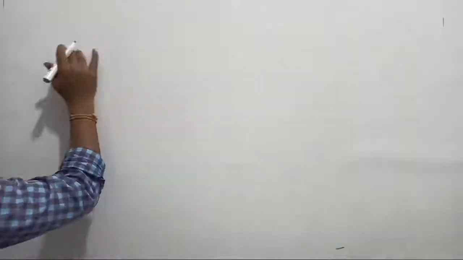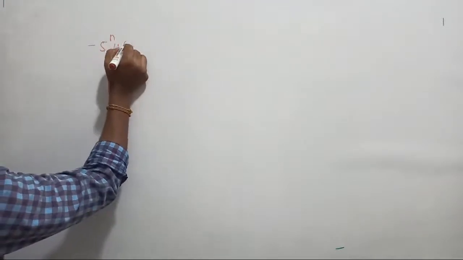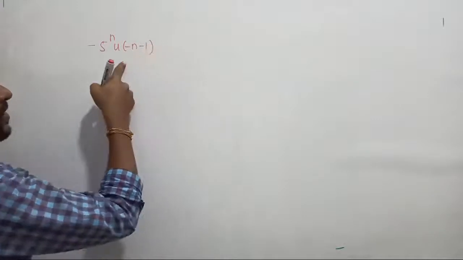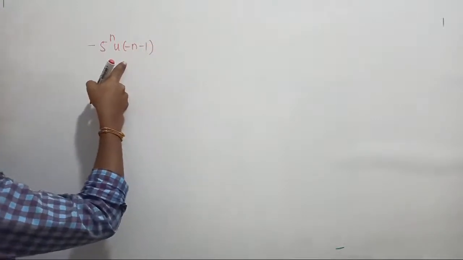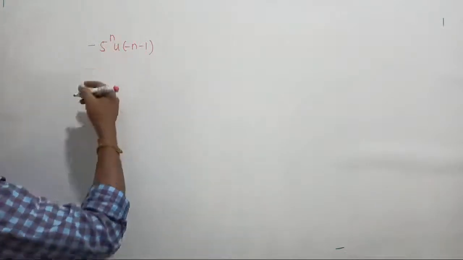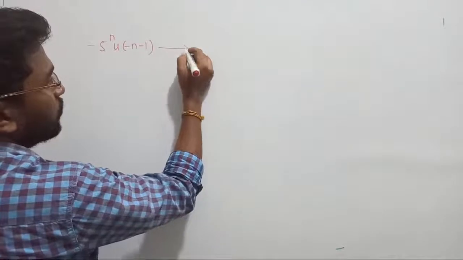Some of you might write the answer because the question is very easy. Minus 5 power n into u of minus n minus 1. First tell me, is it an anti-causal signal or not? Yes. What about its region of convergence? Wait a minute, yes, 5 power n only. I thought it is 5 power minus n. Yes, that is correct. Okay, let us proceed.